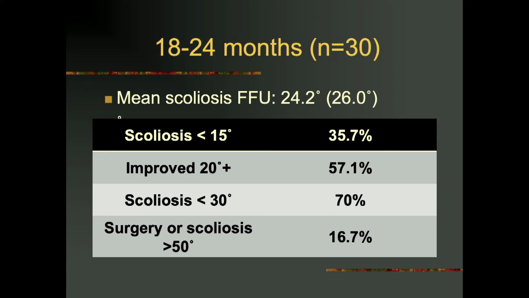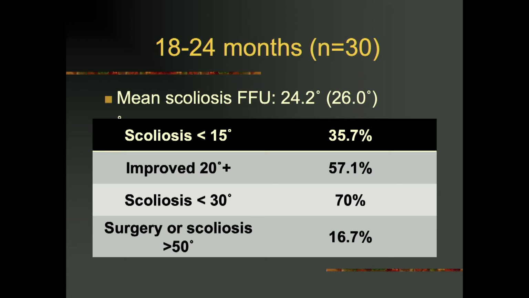Surprisingly, as soon as you look at these kids from 18 to 24 months of age, the results fell off really, really quickly. And this was a surprise to me. I'd submitted the abstract looking at just 2 years and under, and then we decided to analyze it some more. When you're looking at the 18 to 24-month-old group, only 36% of the kids were quote-unquote cured at final follow-up, and only 57% of them had improved at least 20 degrees. There's a big drop-off in your results with casting if you wait a little bit longer.